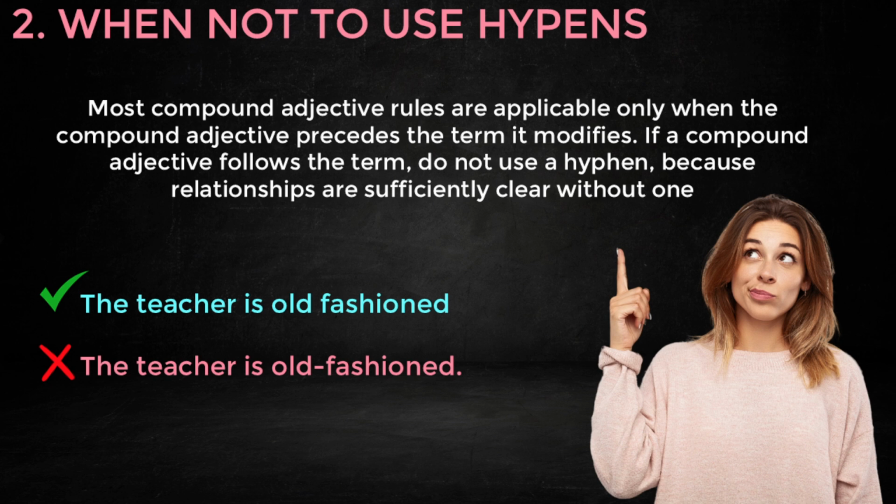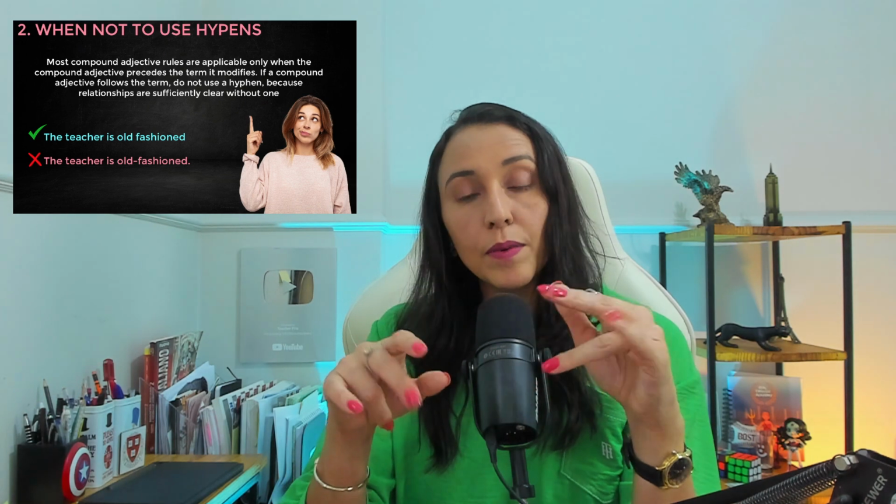Another situation, most compound adjectives are applicable only when a compound adjective precedes the term it modifies, okay? If it's following the term, again, I'm repeating myself, but if it's after what I am describing, there's no hyphen. And again, this will make much more sense when you're writing, when you're typing, when you're creating presentations, at work or at school, academic life. Because when you're speaking, it doesn't make much of a difference, okay?